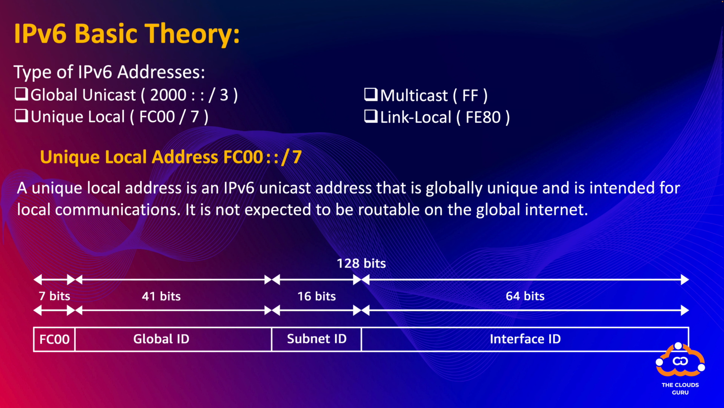Unique local address has FC00::/7. A unique local address is an IPv6 unicast address that is globally unique, and is intended for local communications. It is not expected to be routable on the global internet. Prefix is 7 bits, then 41 bits global ID, subnet ID 16 bits, and then 64 bits interface ID. That was quick IPv6 theory.